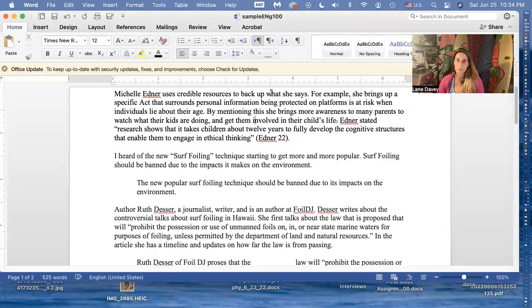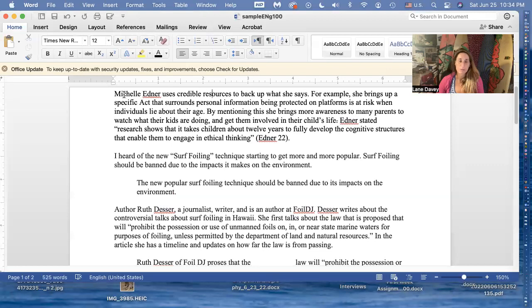Michelle Edner uses credible sources to back up what she says. This is an unnecessary sentence. First of all, if you're using a source, we should know they're credible. Michelle Edner of the New York Times states blank. Michelle Edner, an associate professor of the University of Hawaii, states that. That's how we know they're credible. You're telling us she uses credible sources and you don't tell us what they are. You tell us it's to back up what she says. You don't tell us what she says.